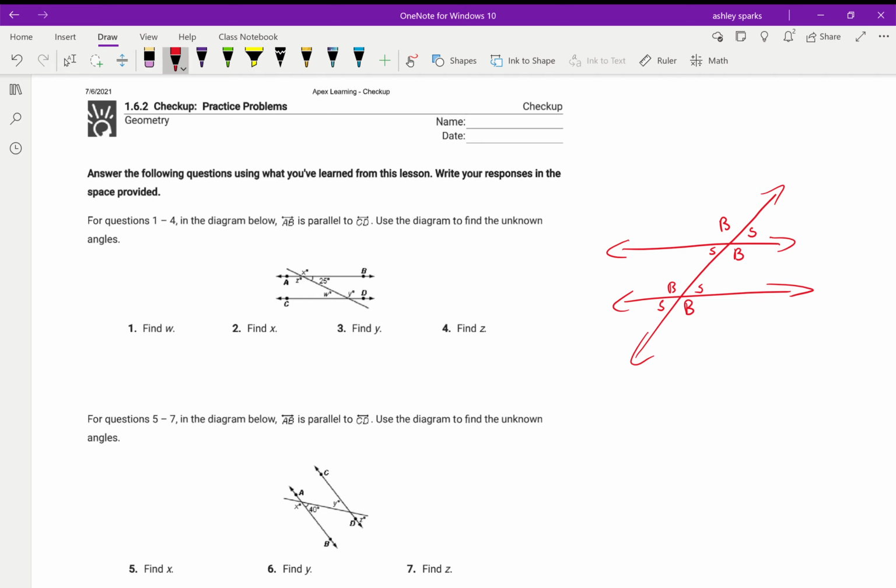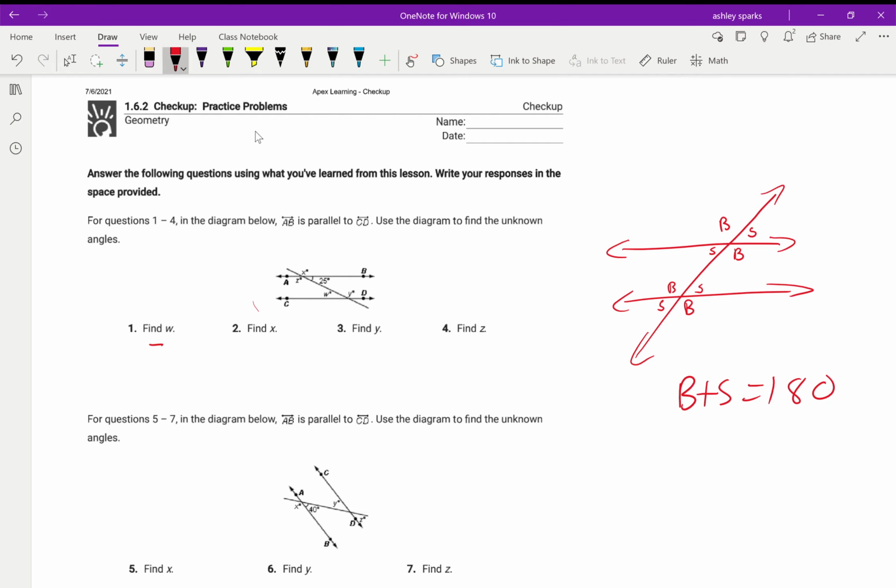Okay? So, also, big angles plus the small angles will equal 180 degrees. So that's the majority of what we need to know. So what I'll be given are pictures like we have here, where AB is parallel to CD, and we want to find all of our missing parts.